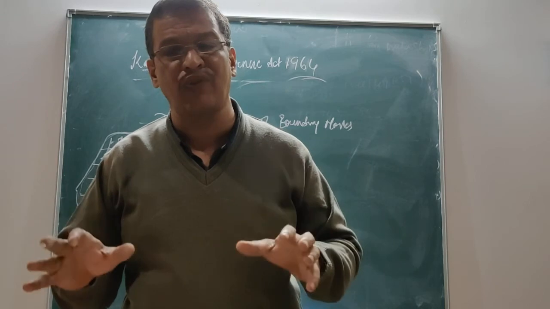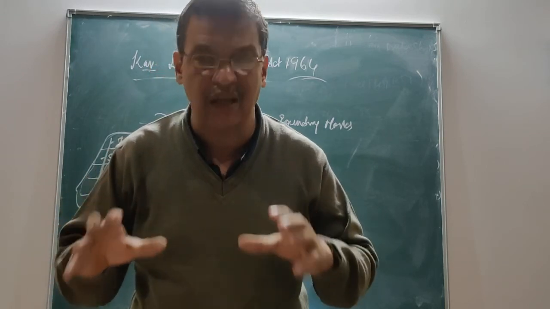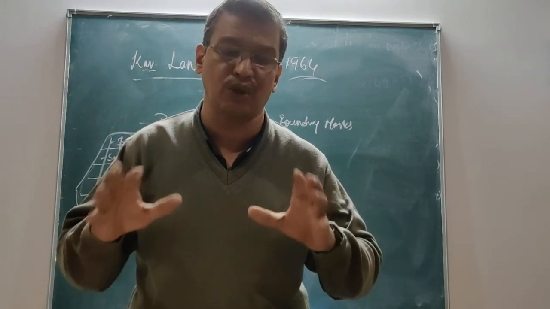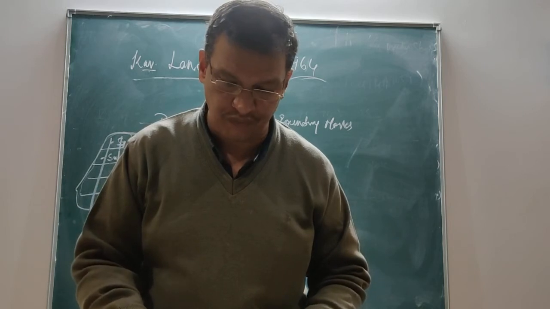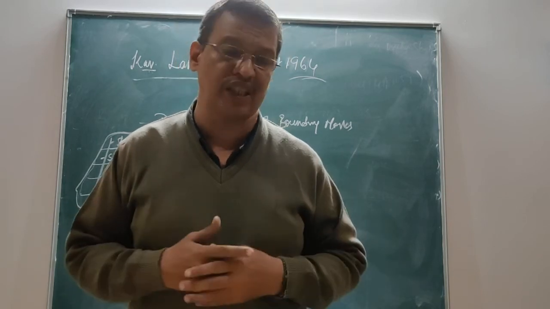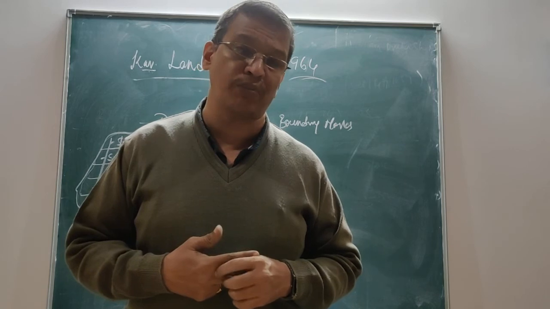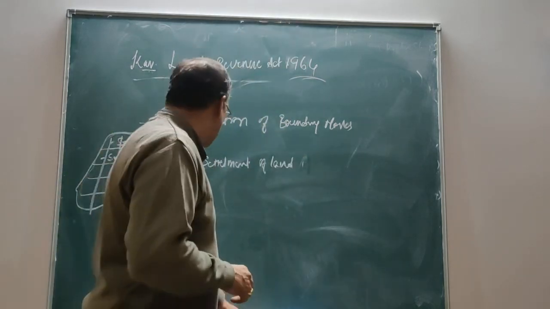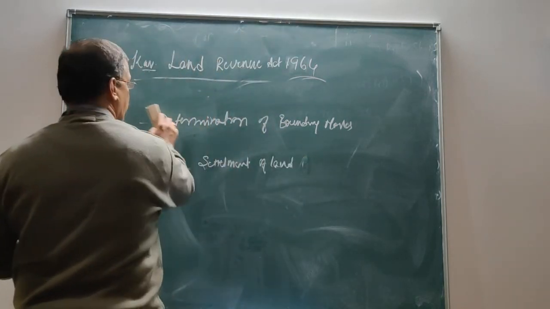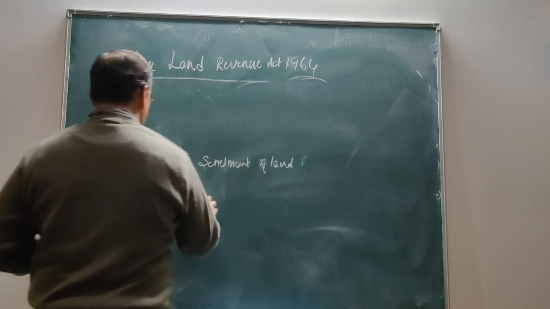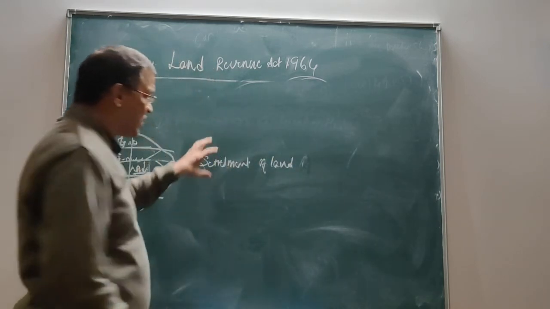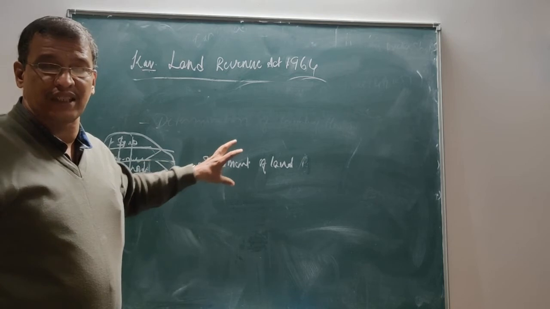So this is one way of deciding how the boundary marks are going to be fixed. But apart from this, we shall also see there can be a settlement of the boundary marks, or settlement of the land. We shall see how settlement of the land takes place. This is again an important question from the point of view of examination.